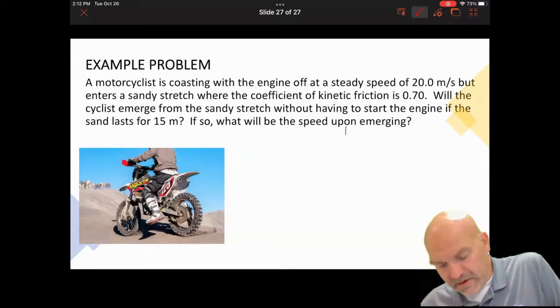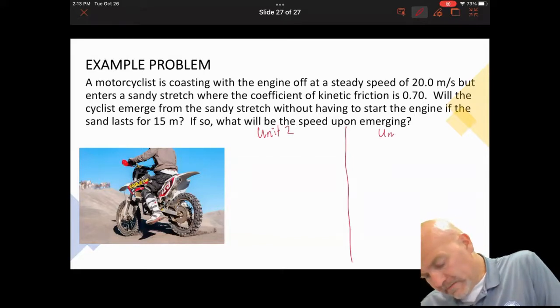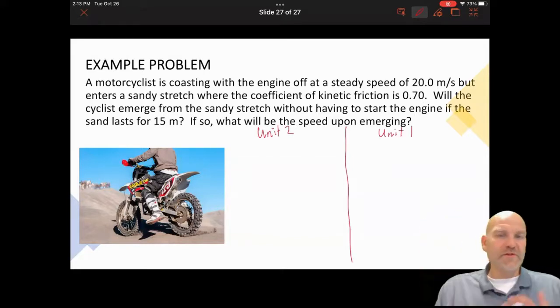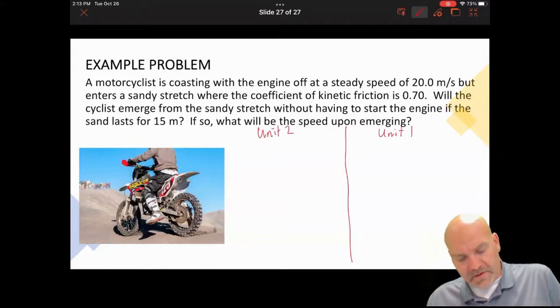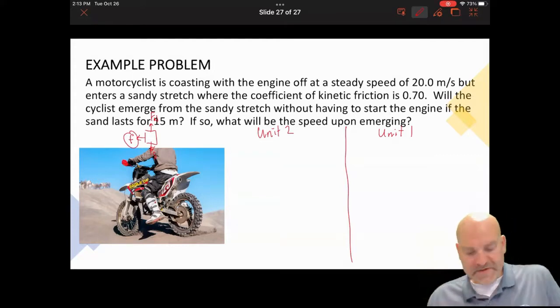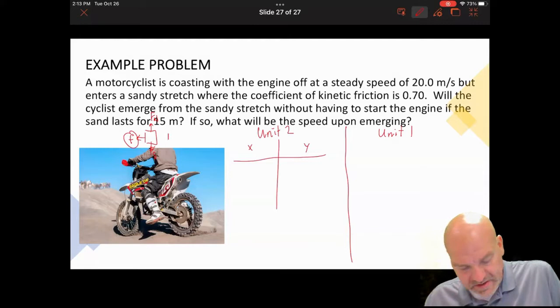So here we go. We're going to do Unit 2, then Unit 1. In Unit 2, I need to find the acceleration. If I'm coasting, remember the only thing acting on a coasting object will be friction. And so if I do my T chart, there's my draw step.